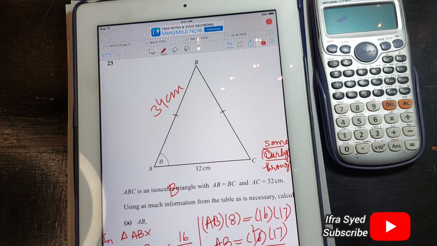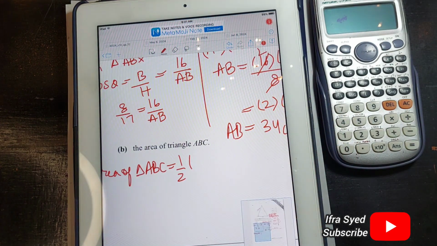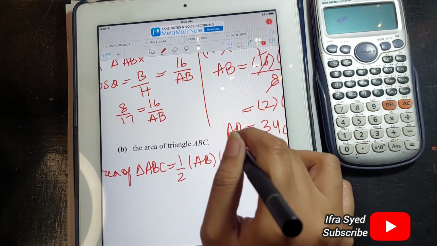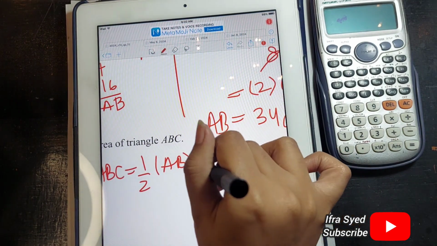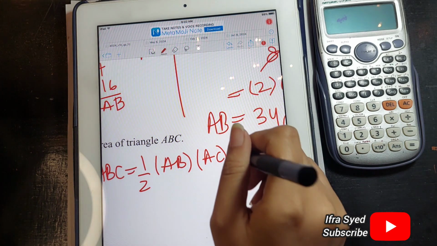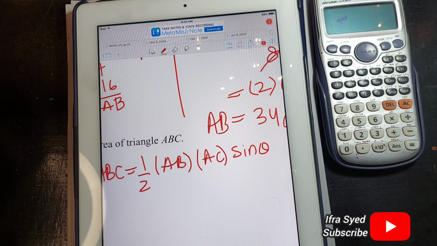So that's why I'm writing here the area of triangle ABC is equal to, our known sides are AB into AC, because these two sides are known. So that's why I'm using these two sides to find out the area of triangle ABC. And I also write sine theta here because our third side is unknown. So I'm writing sine theta in place of that unknown side.